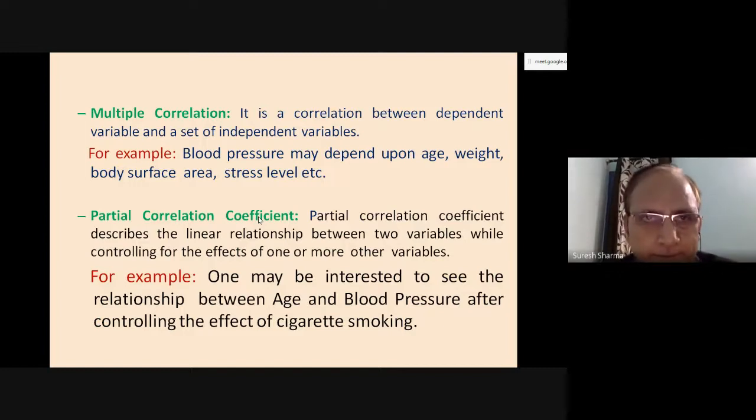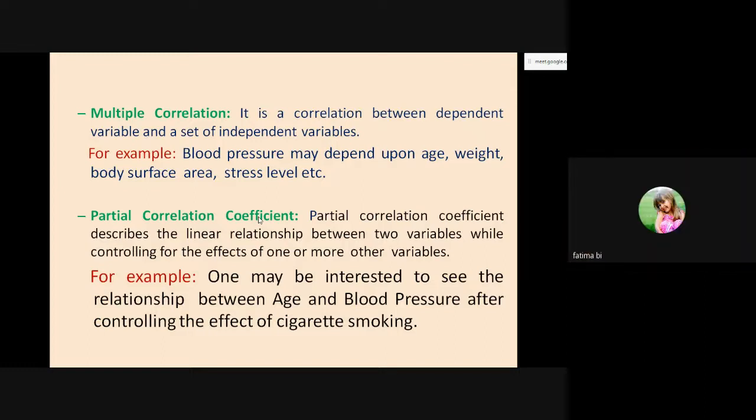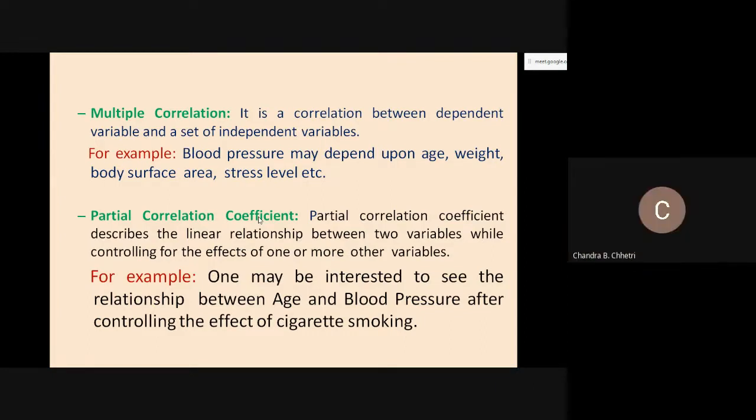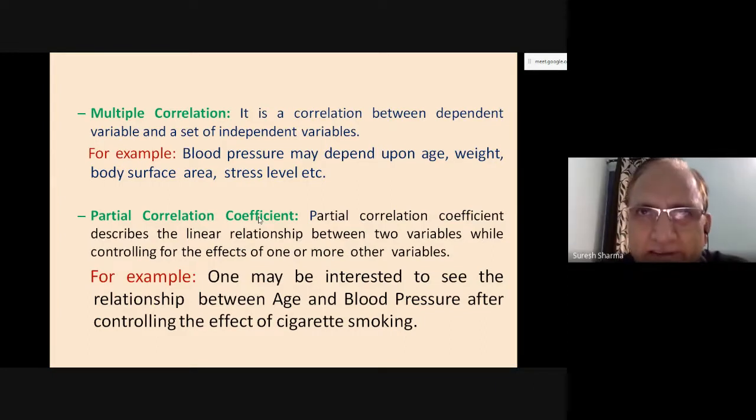Any other question? Before I move on to regression, please. Yes, please. Any other question? Or everything is clear? Yes, please. Sir. Okay, very good. So should I move on to regression now?